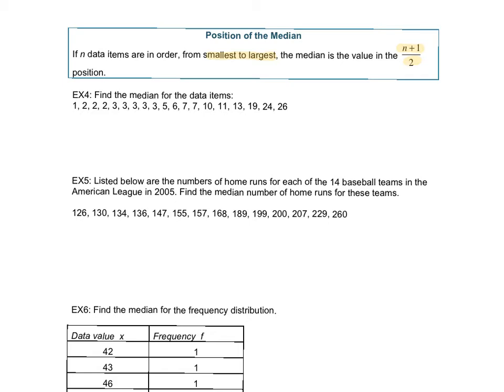In example 4, I can clearly see that these data items are already arranged from smallest to largest. So I need to count how many I have if I were to use this formula, which I will. And it looks like I have 19. 1, 2, 3, 4, 5, 6, 7, 8, 9, 10. Yeah, so I have 19 items. That's my n. So to figure out which one's in the middle, I could use this formula if I want, or I could simply count to the middle ones. Now it's an odd number, so there's only going to be one middle.